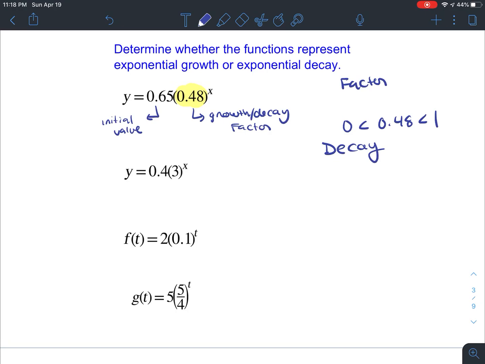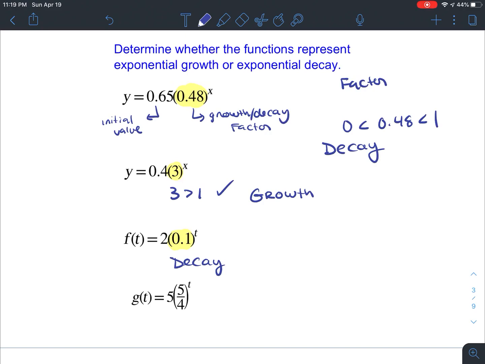Okay, so if you were going to explain it, you'd say the growth factor is less than 1 but greater than 0. The second example, our initial value is 0.4. What is our growth factor? 3. Is that bigger than 1? Yes. So that means that this is exponential growth. Now, when it's in function notation, it does not change. Again, we're still looking at the base of the exponent. So 0.01, that is less than 1 but greater than 0. Decay.